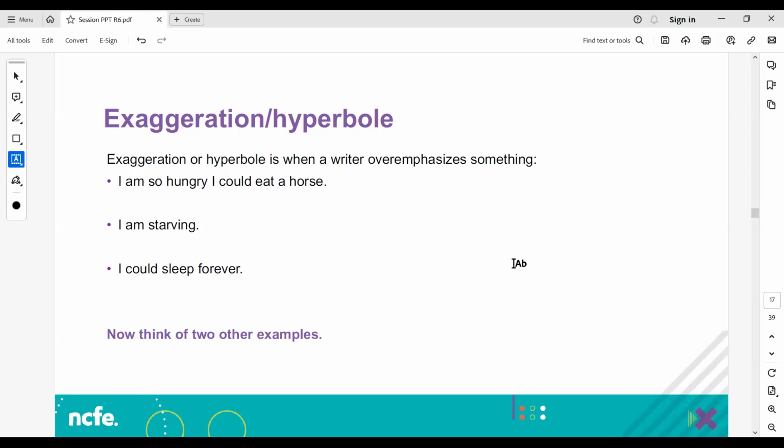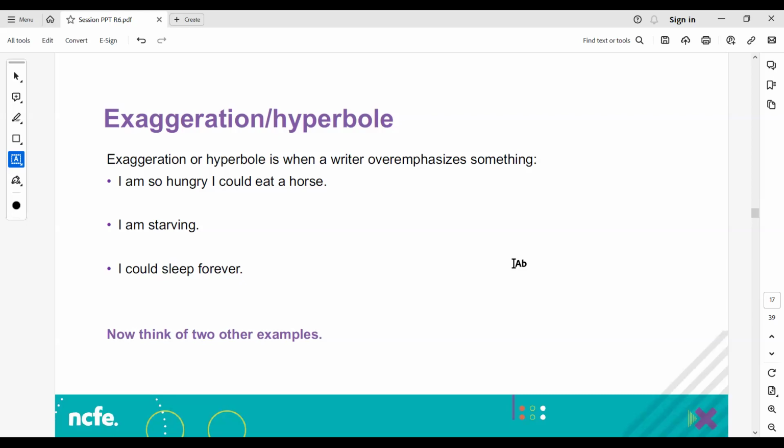Examples of exaggeration: I'm so hungry I could eat a horse. We hear that, but obviously it's just exaggeration. It's not true. I am starving. You hear this all the time. It's getting close to lunchtime, you're at work and you hear people saying, oh, I'm starving, it must be nearly lunchtime. Those people are not starving. They're just really hungry. Or, I could sleep forever. It's exaggeration to show how tired that person is.